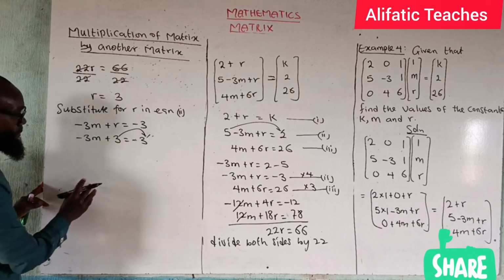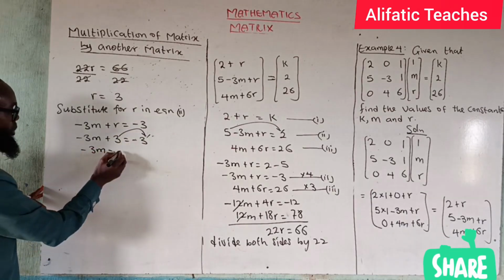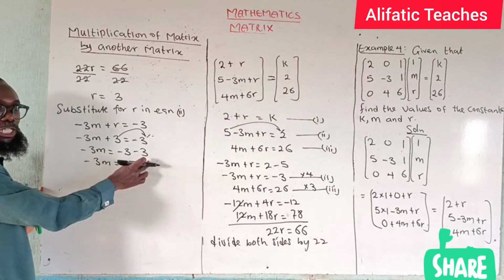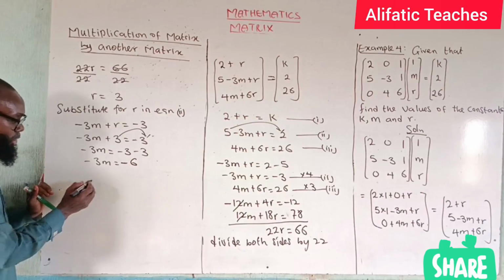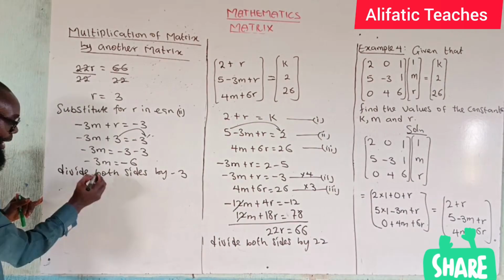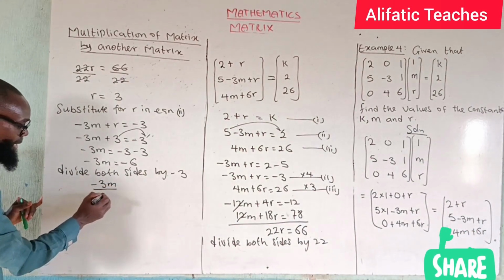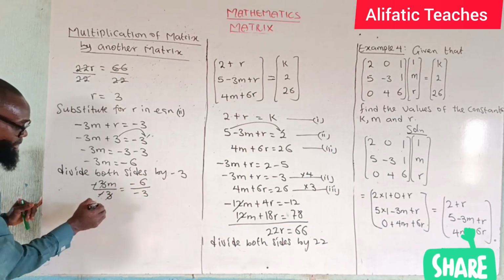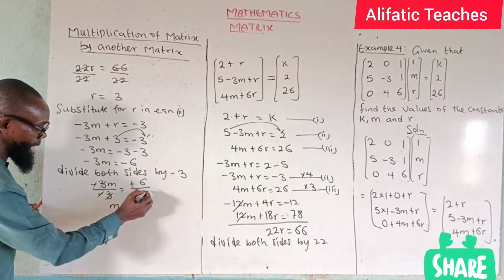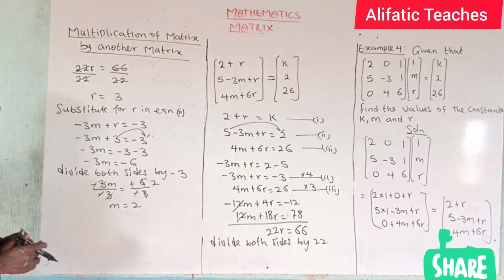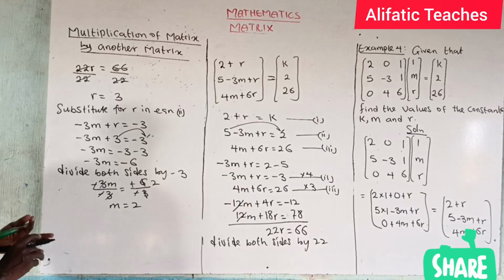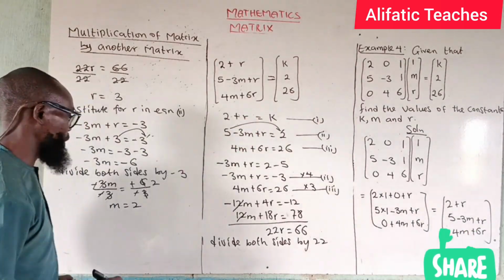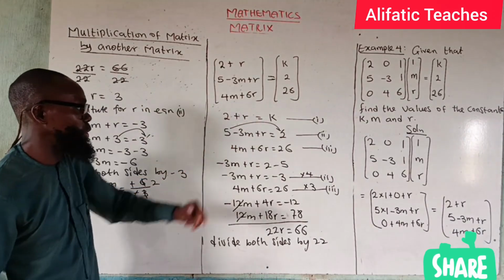So take this one here. I have minus 3m equals to minus 3 minus 3. Minus 3m equals to minus 3 minus 3 gives what? Minus 6. So divide both sides by minus 3. I have minus 3m over minus 3 equals to minus 6 over minus 3. Then 3 cancel 3. m equals to 3 here, 1, 3 here, 2. I have 2. I've gotten the value of r. I've gotten the value of m. I want to get the value of k. So you can get the value of k from this equation 1. You substitute the value of r into equation 1.